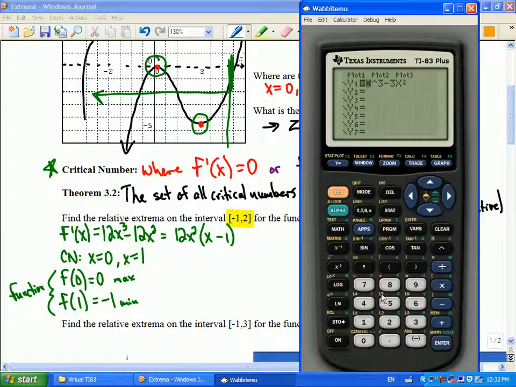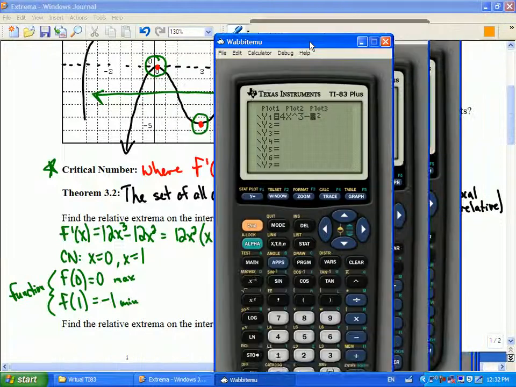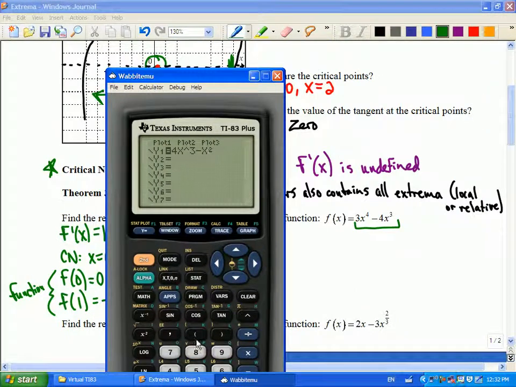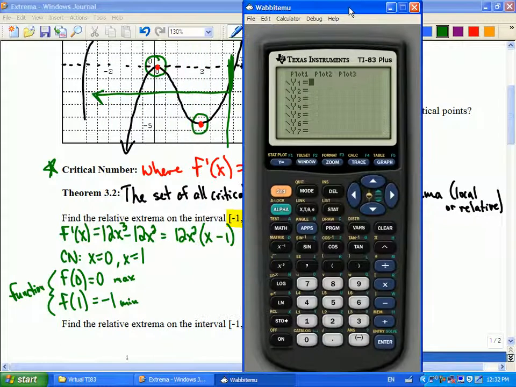So I'm going to change this graph to be 4x cubed minus... do I have the right graph here? Sorry, no I don't. 3x to the 4 minus 4x cubed. So 3x to the 4 minus 4x cubed. And I only need to see it from -1 to 2.